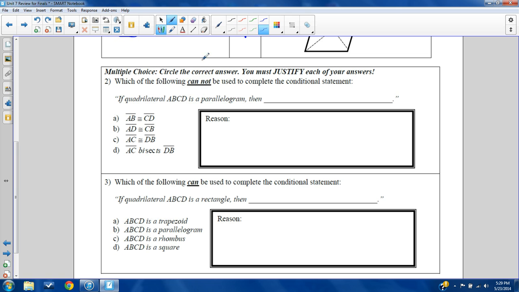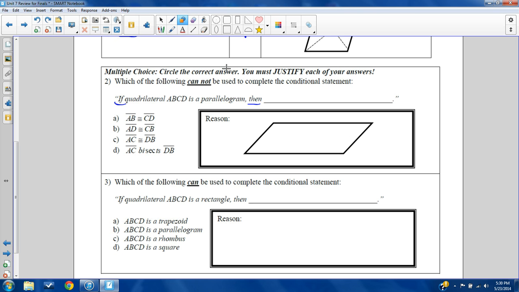If quadrilateral ABCD is a parallelogram, then blankety, blankety, blank. Now remember, we're trying to find one that's not true. And in doing so, I want you to make sure that you know how conditional statements work. Conditional statements have if and then. And the if means if we assume this to be true. So you can't say, no, something's not going to be true because it's not a parallelogram. No, they tell you it's a parallelogram. Given the fact that it's a parallelogram, which of these things will not be true? Which of these things would make the statement false?